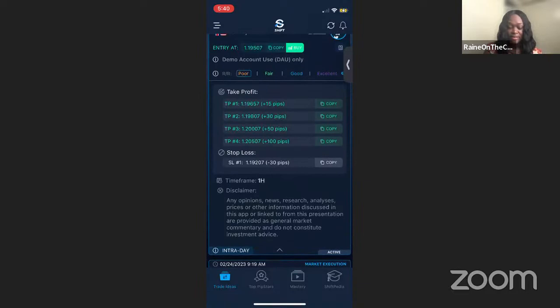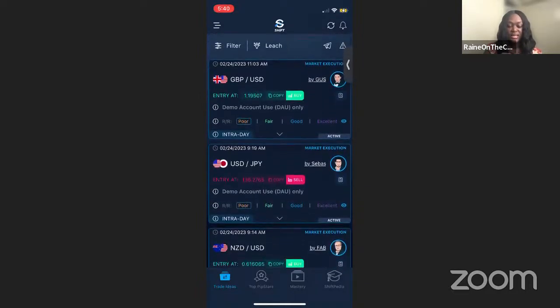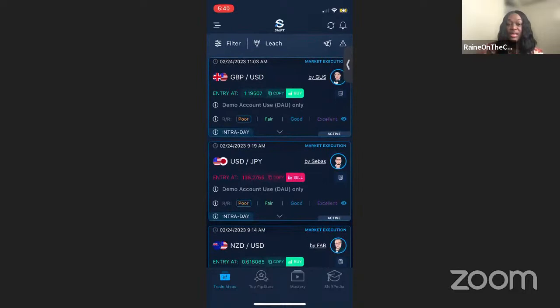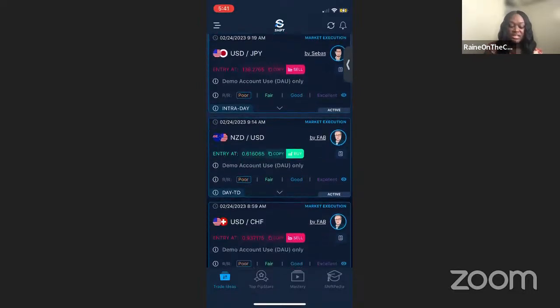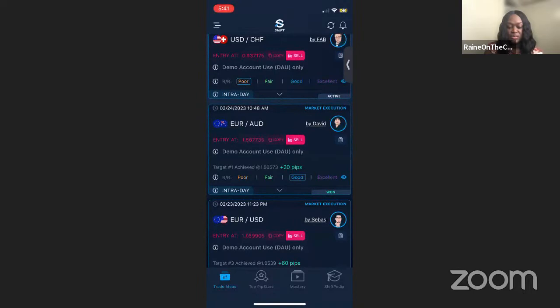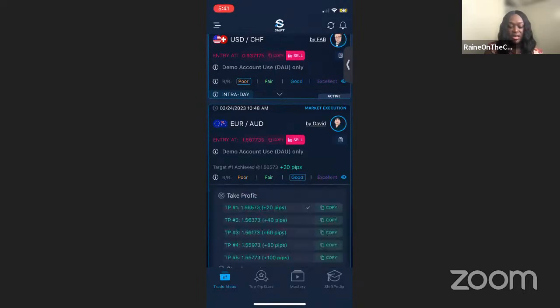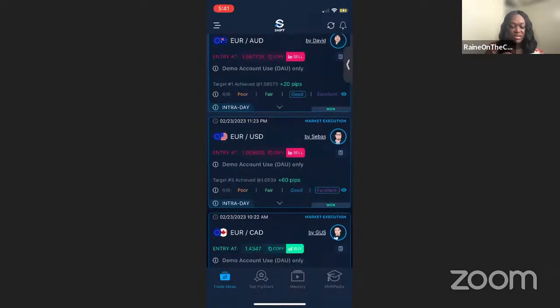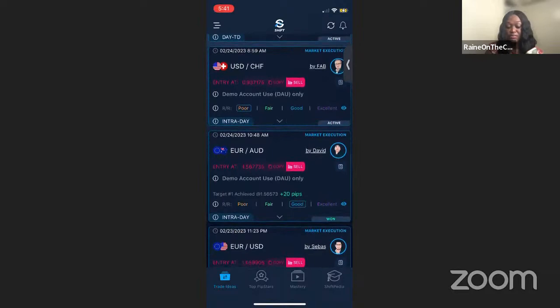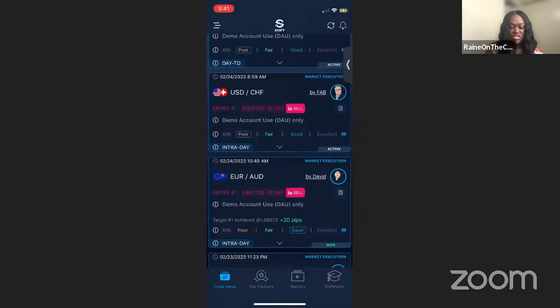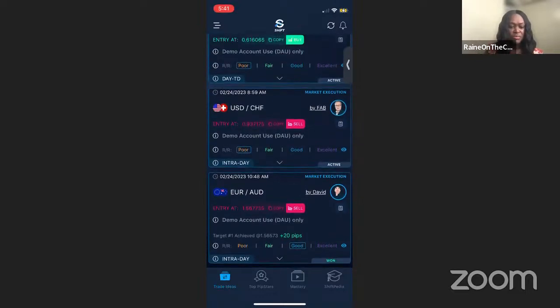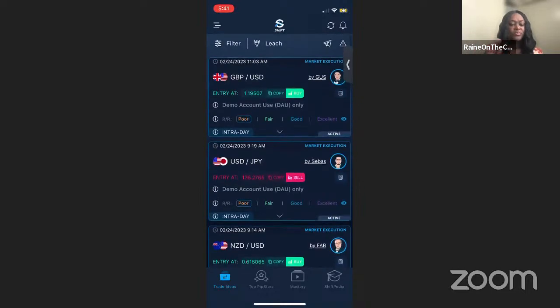It says active. That's also something that you want to look at. If it says active, you can attempt to get in. If it already says one, like this one does, Euro AUD for David, you may not want to get in. It depends on where the pips are. It's at plus 20 pips. That's what it hit, but it doesn't show right now, maybe because we just opened up. Maybe it's going to show, then you can see how many pips in profit or in loss it actually is at currently.